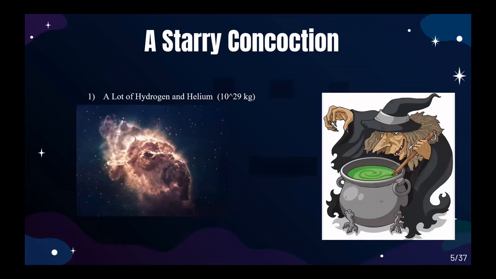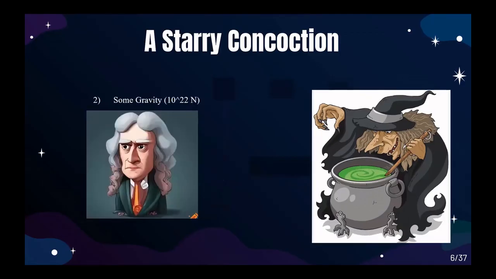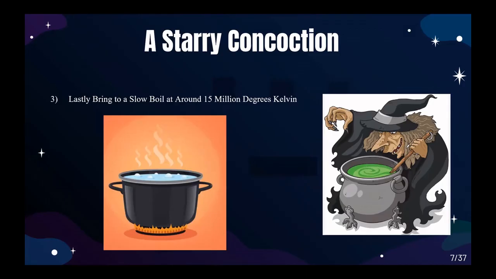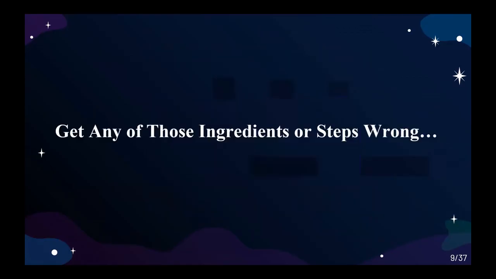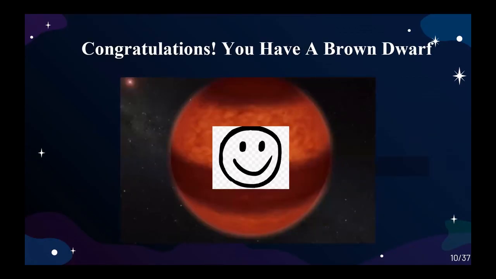All of this gas needs to be around 10 to the 29 kilograms in mass. This is so you can have gravity. The gravity condenses that large gas cloud so that it can become a star. When it does that and collapses in on itself, it becomes a temperature of around 15 million degrees Kelvin. This temperature is needed so that nuclear fusion can start and the star can be born. A star burns off of nuclear fusion, and that's how we get the brightness of it. So if you do all of these steps, congratulations, you have a star. Get any of those steps wrong, congratulations, you have a brown dwarf.